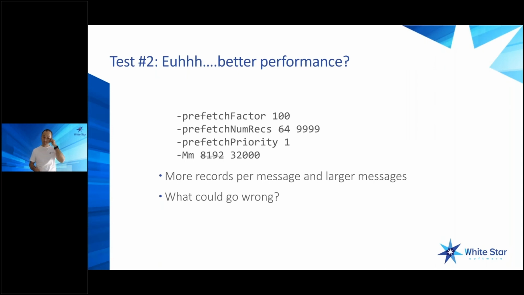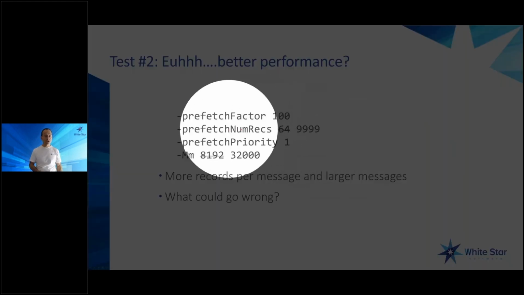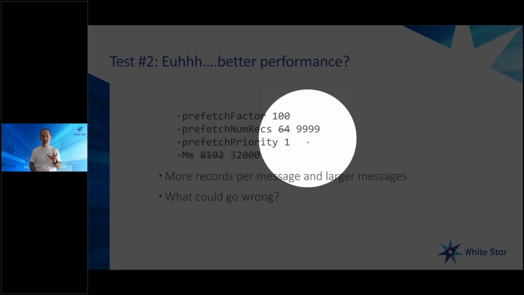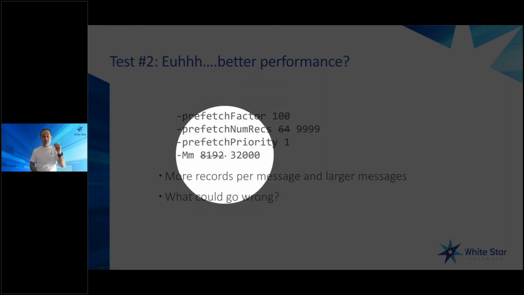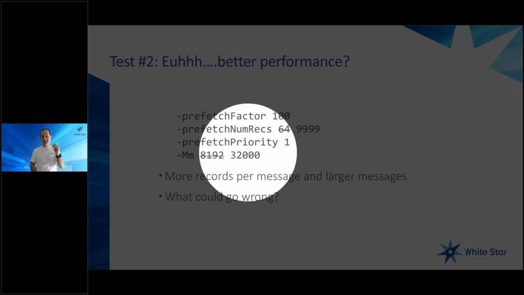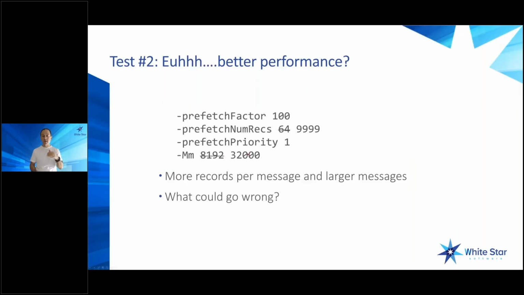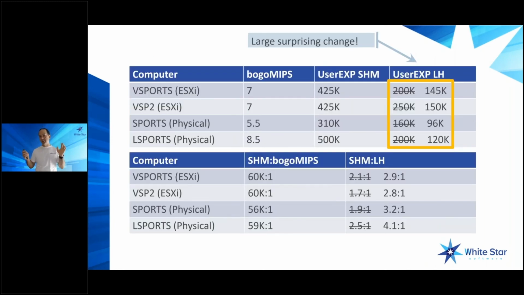So let's do test number 2. So we said, all right, hey, you know what? I want to jam as much stuff as possible here. So I'm going to increase my numrex from 64 to 9999. That's what I told you earlier was my basic number. Use this all the time, and I'm going to increase my message buffer size from 8K to the maximum supported value of 32,000. Right? So what could go wrong? More records, fill the buffers, bigger messages. Let's go faster. But of course, if I'm showing you this, it's because it wasn't faster.